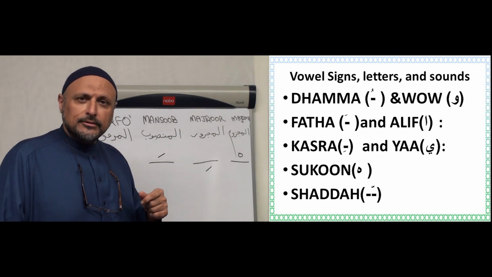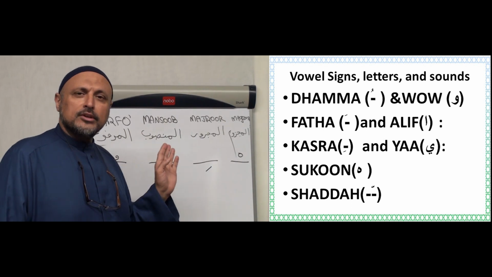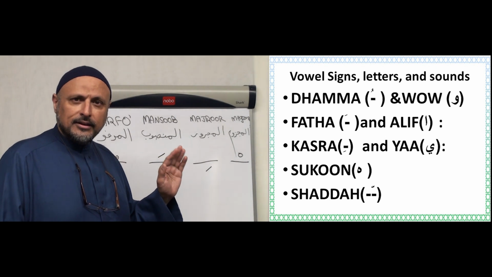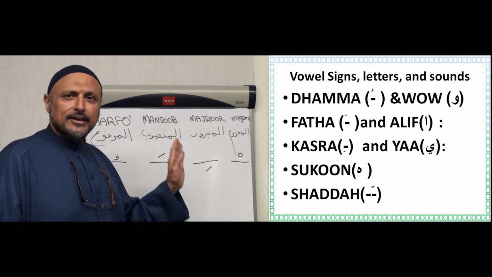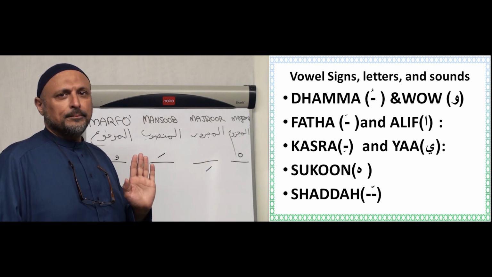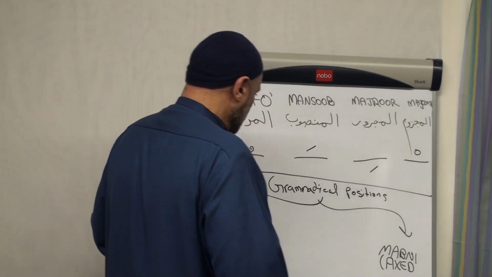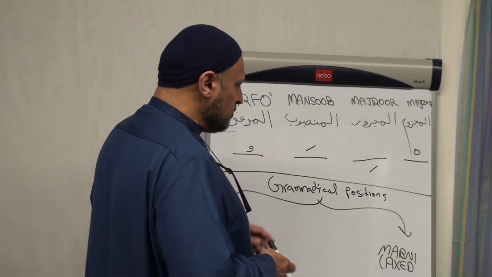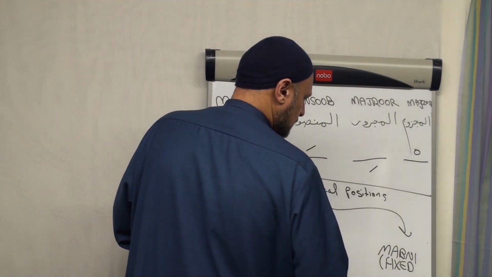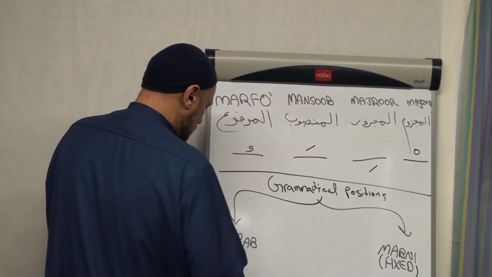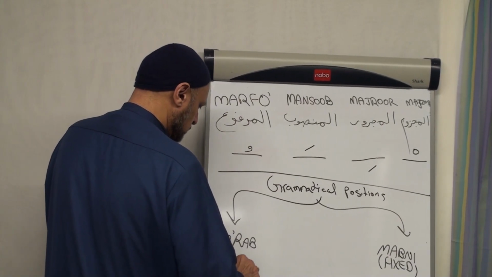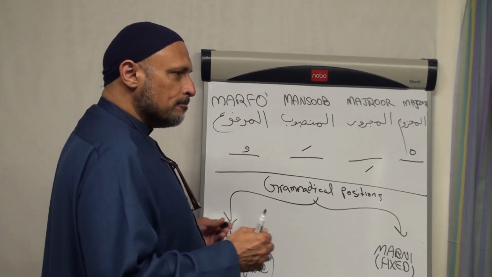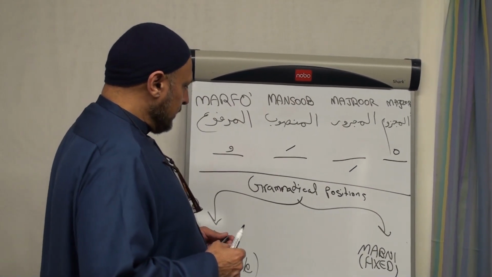Yes, now let's hear you out. So the first one was marfu' with the dhamma, mansoob with the fatha, majroor with the kasra, and majzoom with the sukoon. Grammatical positions, we have two types. What does that mean? One is mu'arab, one is mabni. Mabni is like fixed. Mu'arab is like changeable.